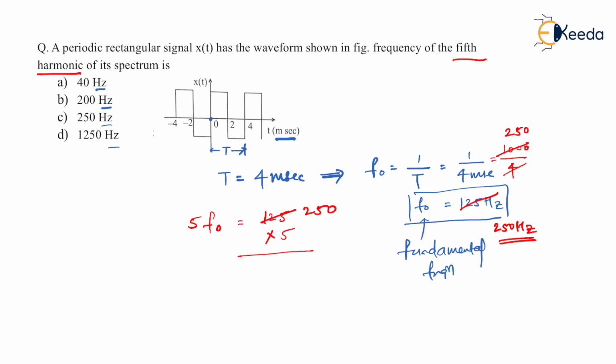So it is like this. It is 250 multiplied by 5, which becomes 1250 hertz. So option D is the correct option.